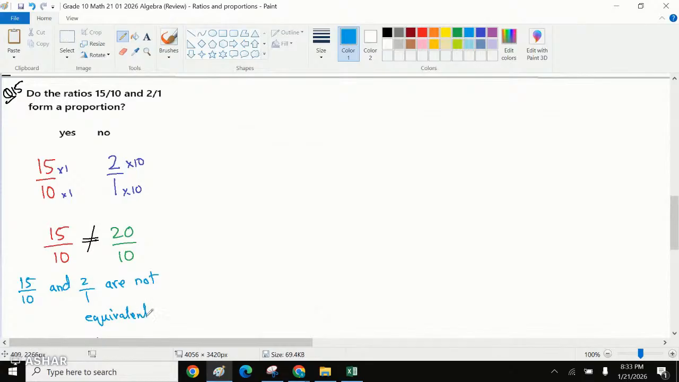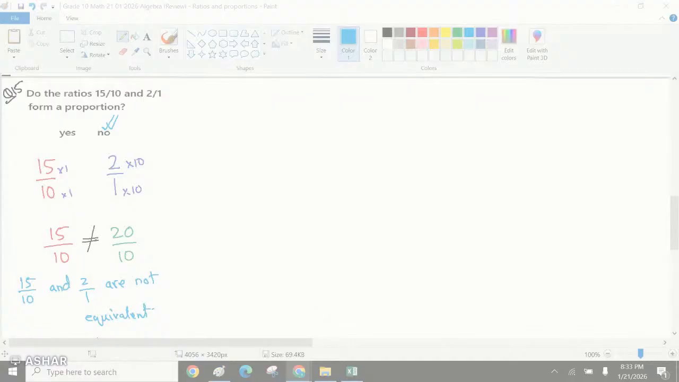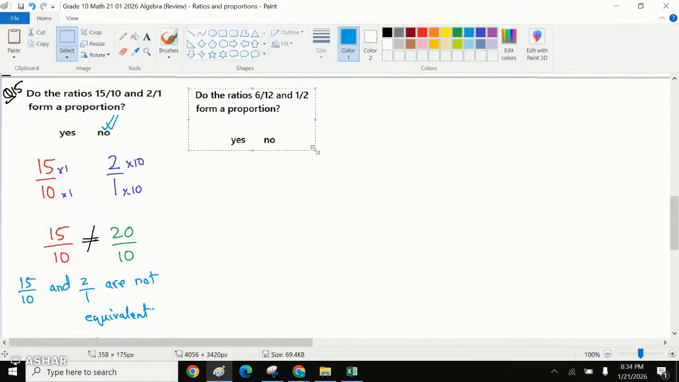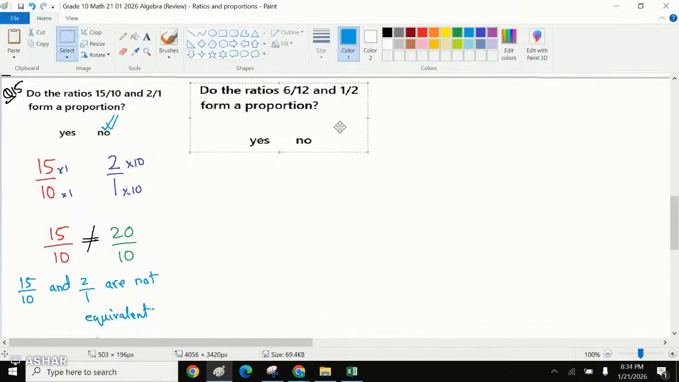Okay, they're not equal, right? So we click on the no and we say that they're not equal. The next one we have is, do the ratios 6 upon 12 and 1 upon 2 form a proportion? I'll just realign this. They're asking us whether these ratios are proportional or not.